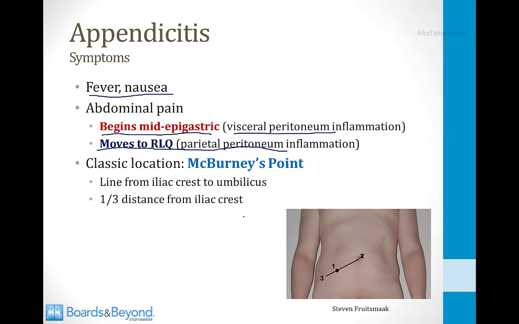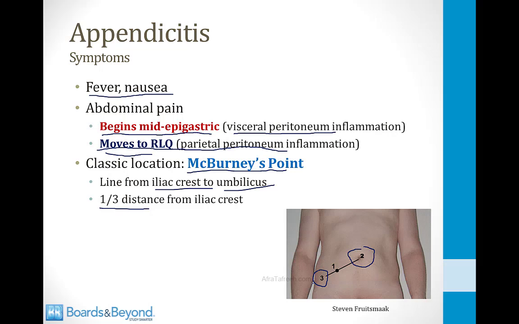The classic location to find the pain once it's moved to the right lower quadrant is somewhere called McBurney's point. So if you draw a line from the iliac crest to the umbilicus and go 1/3 of the distance away from the iliac crest, that is McBurney's point. If you look at this picture at the bottom right side of the screen here, point number 2 is obviously the umbilicus. Point number 3 is the iliac crest.